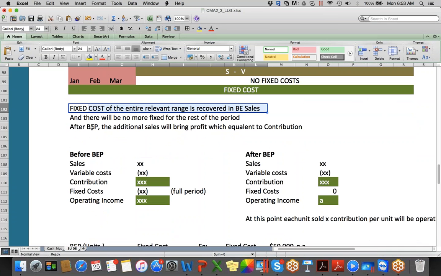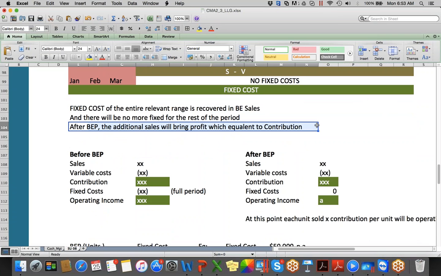Next, after break even point, additional sales will bring profit which is equivalent to contribution. Please try to note down these points. These points are important because once you reach the break even point, the additional profit will be number of units additionally you sold after 5,000 units times the contribution per unit. This may be asked in the examination.